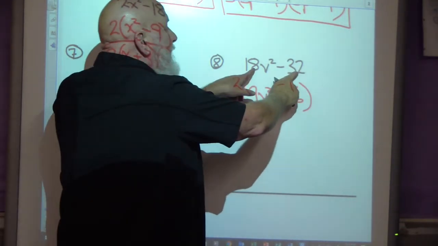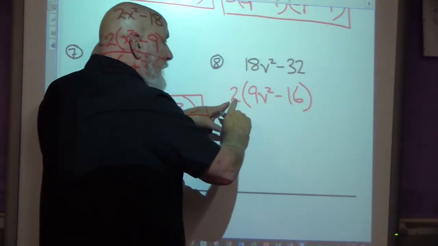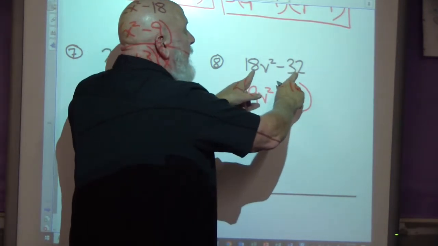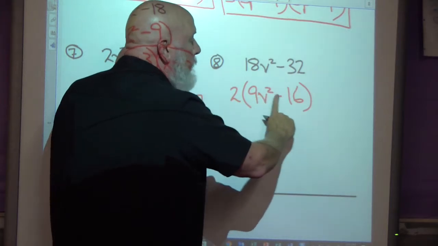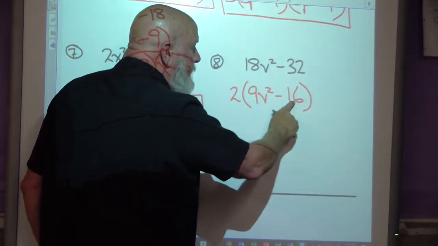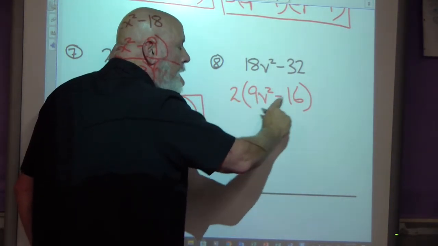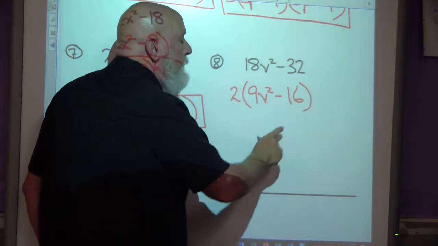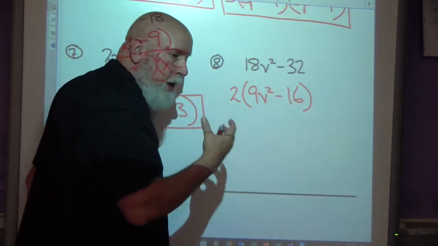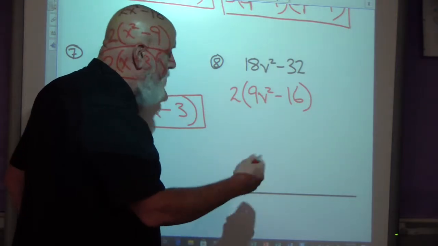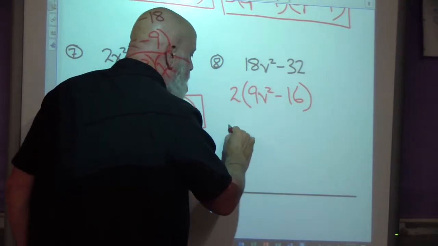I pulled out this 2 because they both had a factor of 2 in them. That's the biggest number that they both had as a factor. That left me with a difference of 2 perfect squares. This is 3v times 3v. This is 4 times 4. So they're both perfect squares. A perfect square is what you get if you multiply something by itself. So I'm going to use the difference of squares pattern again.